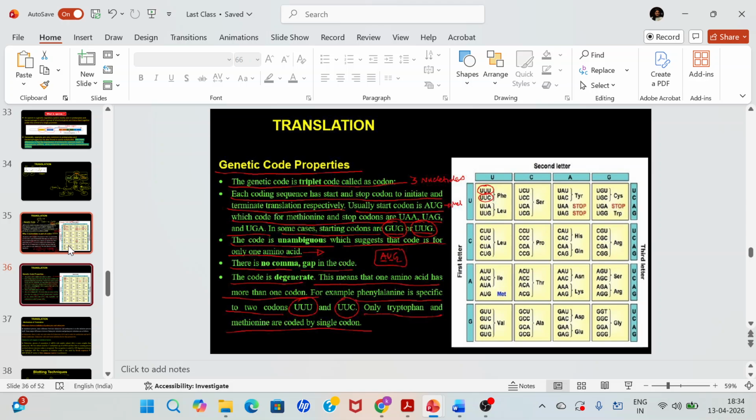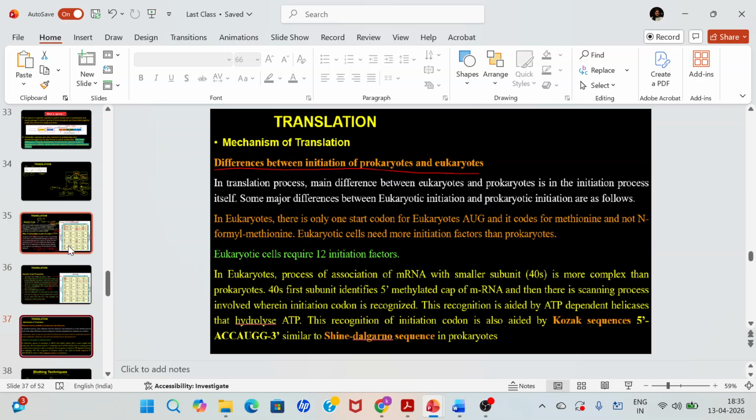The genetic code properties continue. The genetic code is a triplet code called the codon. Each coding sequence has a start and stop codon to initiate and terminate translation respectively. Usually the start codon is AUG, which codes for methionine, and the stop codons are UAA, UAG, and UGA. In some cases, start codons are GUG or UUG. The code is unambiguous, which means a codon codes for only one amino acid. There is no comma or gap between the codons. They are written as such and in capitals. So these were some of the properties.